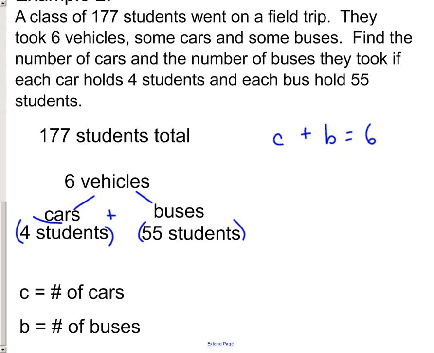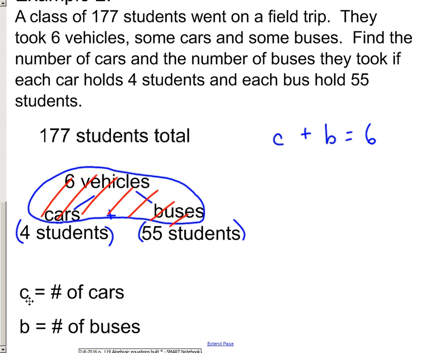And that took care of this information. And see, that's the thing that I like about unpacking it, is that we've used all of this. We've not used 177, 4, or 55. And we're going to use C and B again, most likely.